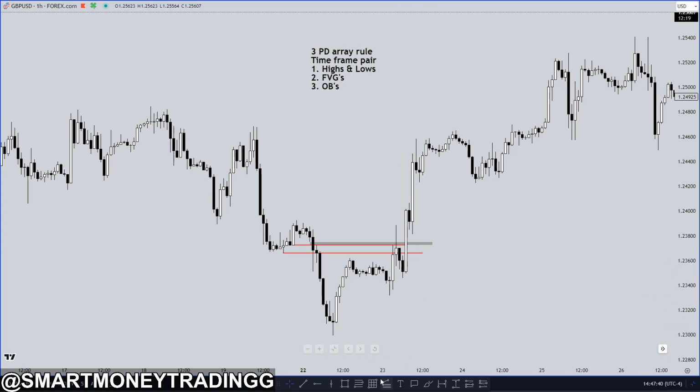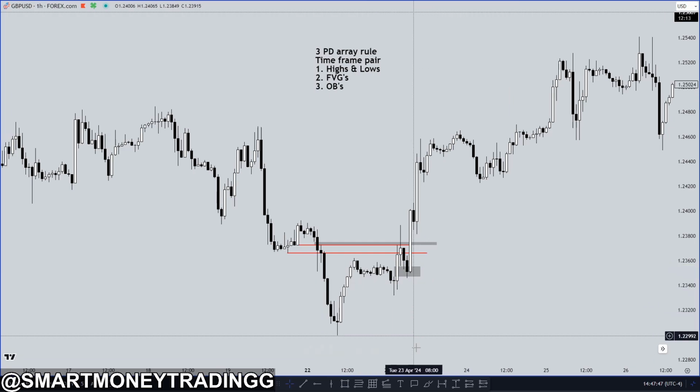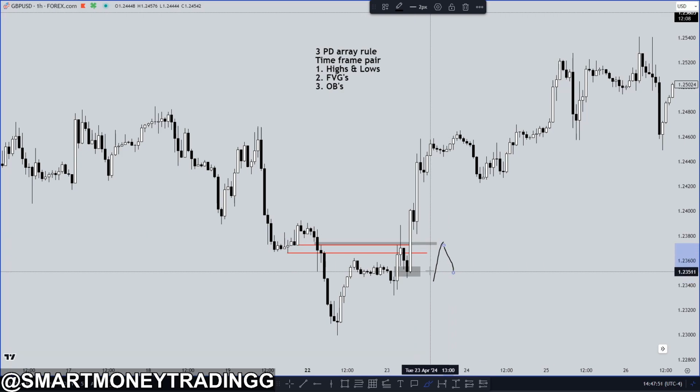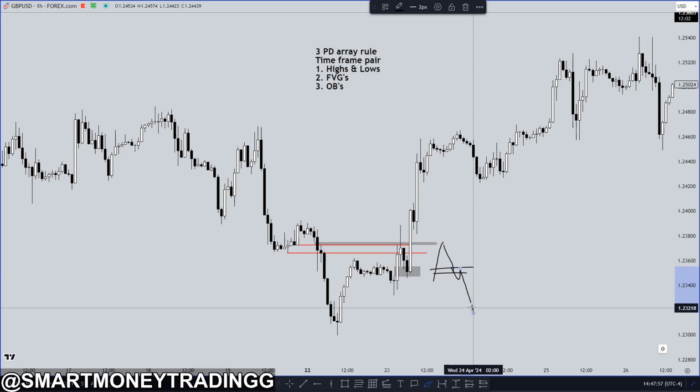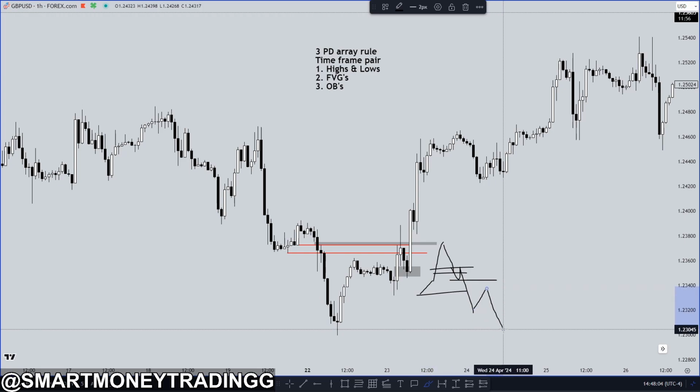Simple as that. We have a bullish fair value gap right here, respected nicely. And in this scenario, you wouldn't have wanted price to go up and tap into that and then eventually respect the bullish fair value gap. You would have wanted price to disrespect that bullish fair value gap, turn it into an inversion fair value gap, and then continue lower, form a form of mitigation or some form of market structure shift, so we can retrace back into that and then drop lower.